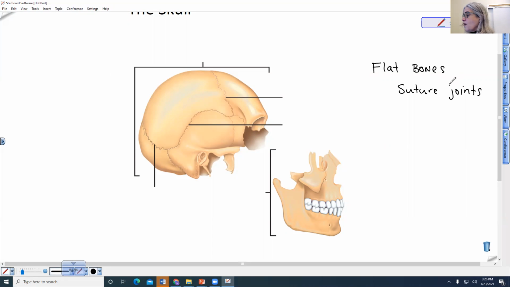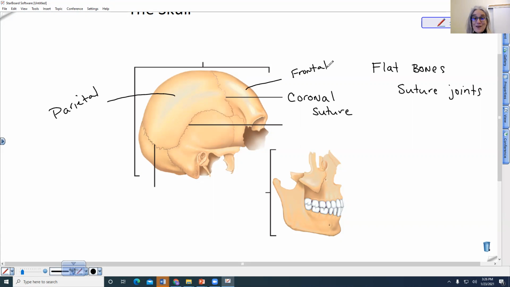So for example, here we have the coronal suture. I like to think of this like you have a crown on. And we can look to see what this coronal suture actually connects. You'll notice here that there's a bone called the parietal bone. There's actually two of these, but there's only one frontal bone. And so this connects the frontal bone to the two parietal bones. So that would be the coronal suture.